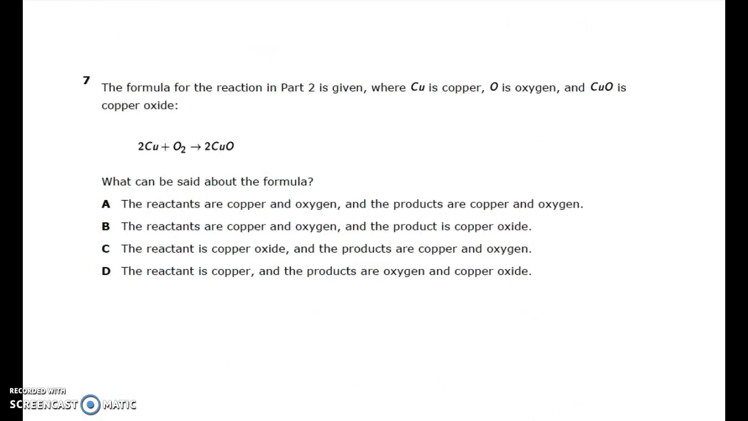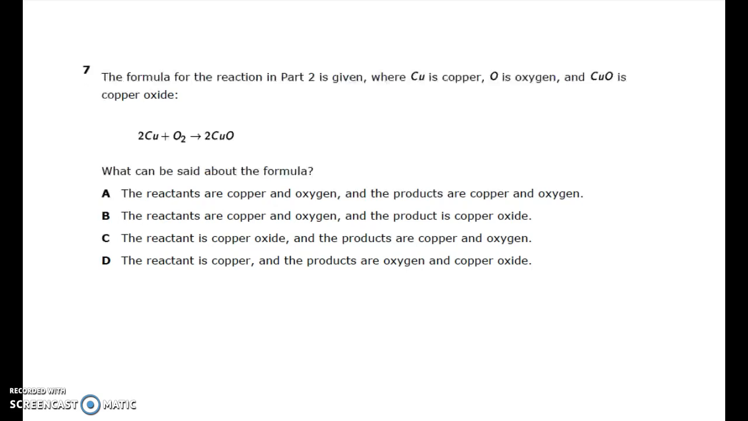Number 7. The formula for the reaction in part 2 is given, where Cu is copper, O is oxygen, and CuO is copper oxide. What can be said about the formula? A. The reactants are copper and oxygen, and the products are copper and oxygen. B. The reactants are copper and oxygen, and the product is copper oxide. C. The reactant is copper oxide, and the products are copper and oxygen. D. The reactant is copper, and the products are oxygen and copper oxide.